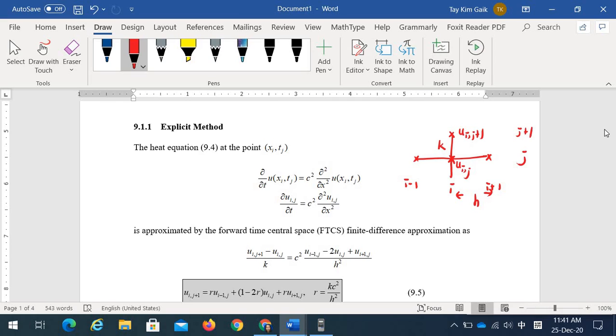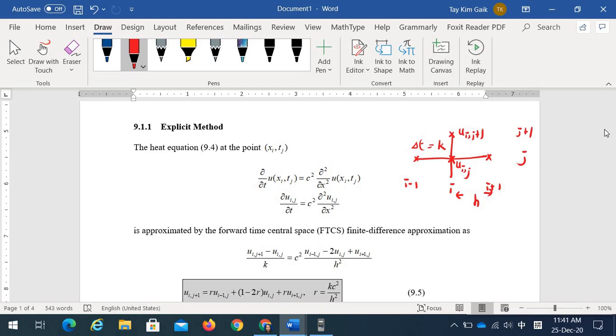That's why for 2-point forward, you take the forward point, the point ahead, you deduct the current point, divided by the increment, which is delta t. k is actually the delta t. So the finite difference notation is given by u_i,j plus 1 minus u_i,j divided by k.